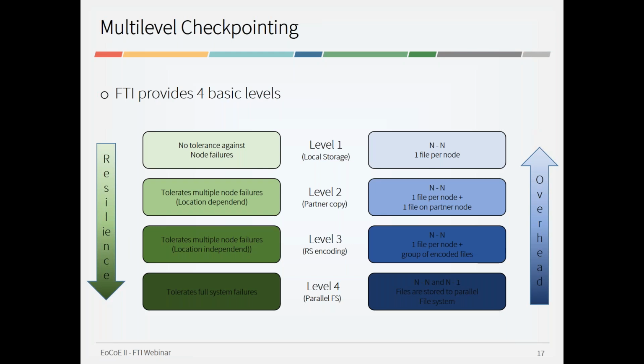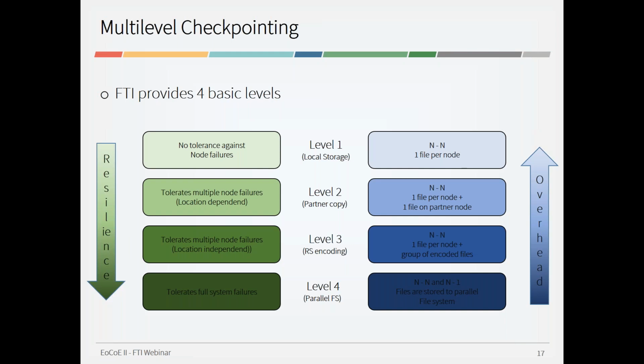What does level 1 do? It simply stores the data from each process locally on the nodes. This can be in memory, or when the node offers a disk, for example, /dev/shm, SSDs or NVMEs. So one of those local storage devices. So that is level 1. Simply as that.